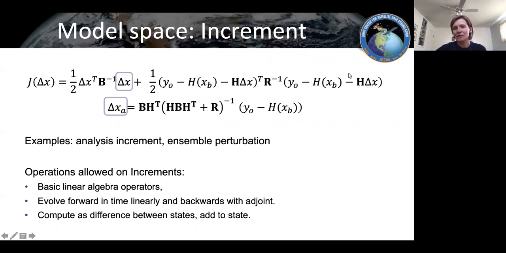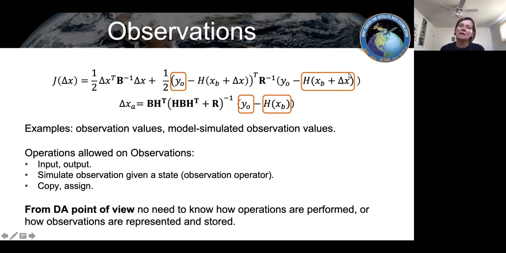So state and increment are a couple of interfaces. Then on the observation side, there are two, in some sense similar, interfaces in the obs world. We have a class called observations. Observations is sort of a vector in the observation space. It could be observation values, so yo in this formula, or it could be the result of observation operators.